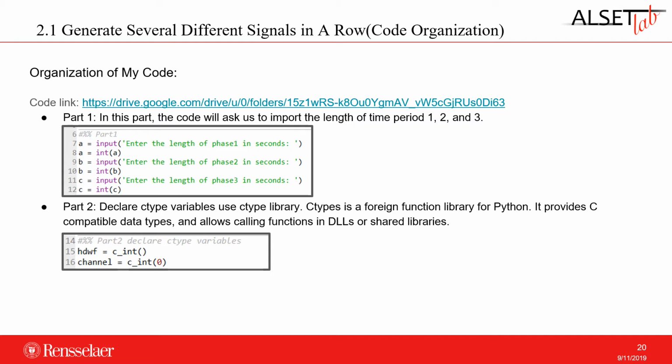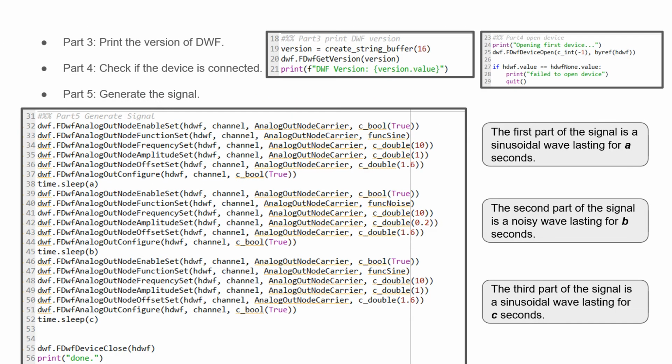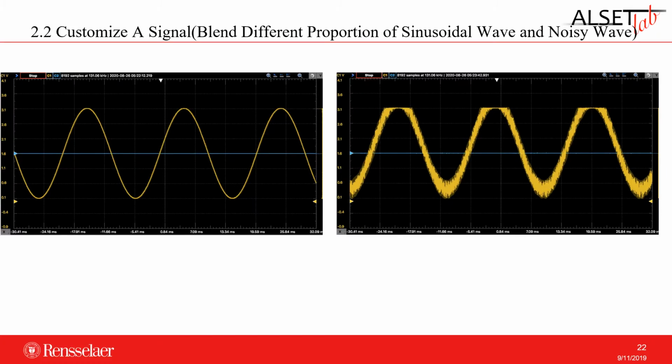And the second part of my code just declares 2 C-type variables using the ctypes library. The third part of my code is to print the version of the DWF. The fourth part is to check if the device is connected, and the last part is to generate the signal.